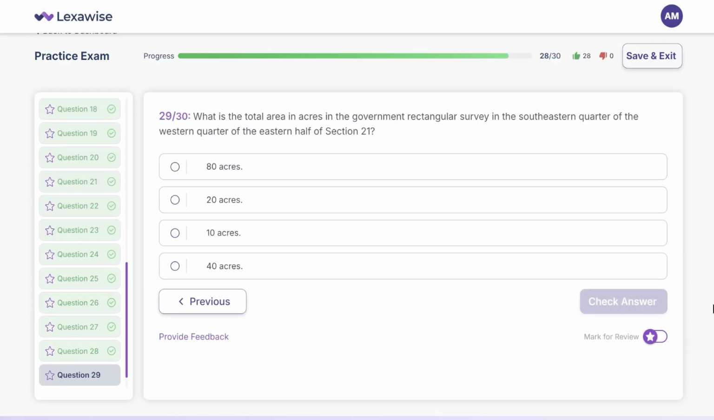Next question. This one involves government land descriptions. What is the total area in acres in the government rectangular survey in the southeastern quarter of the western quarter of the eastern half of section 21? A. 80 acres. B. 20 acres. C. 10 acres. D. 40 acres. Take a second.